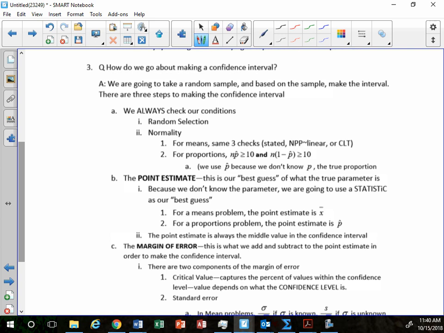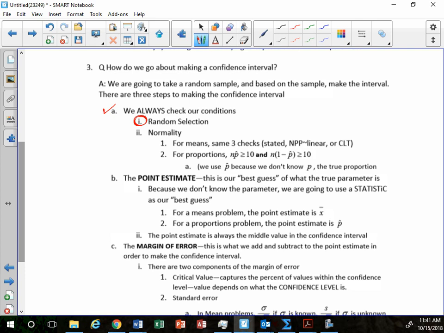First thing you're going to do, you will always, always, always check your conditions. So the random condition is going to either be stated or assumed. That hasn't changed from what we've done in the past. And then normality, a couple different ways depending on if you're looking at means or proportions. So if it's a means problem, it's either going to be stated. What is central limit theorem? Like, why would I have that? What am I talking about there? Large sample size. Yeah, so that's that whole n greater than or equal to 30, which is why we have 35 M&Ms in our sample.